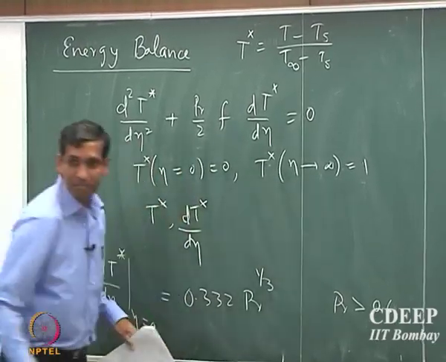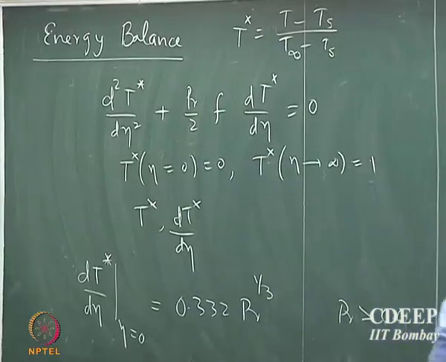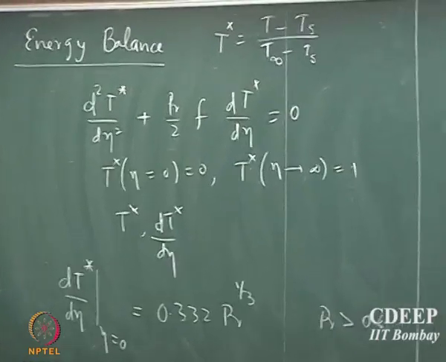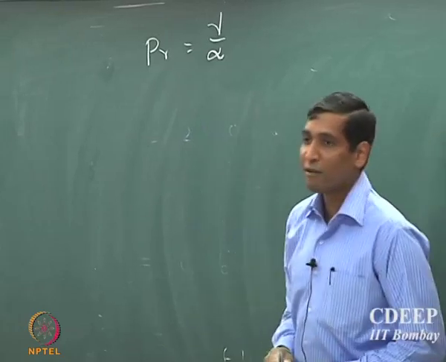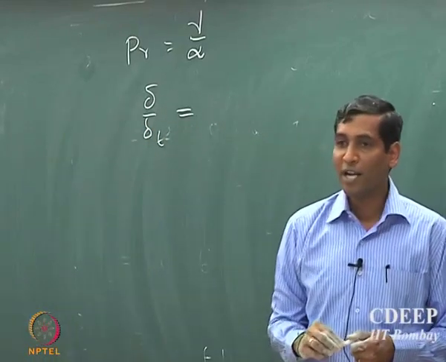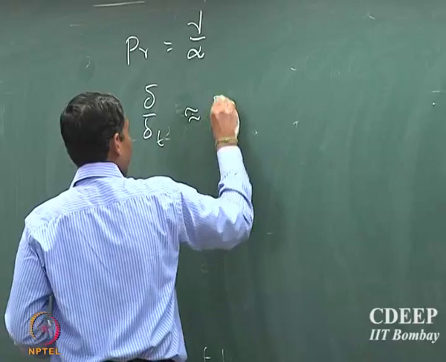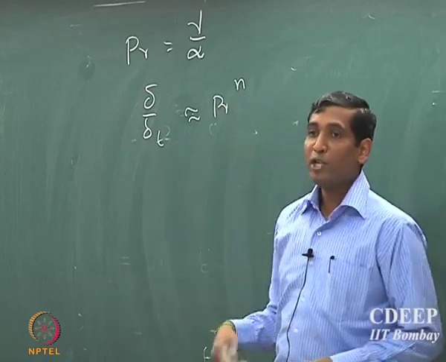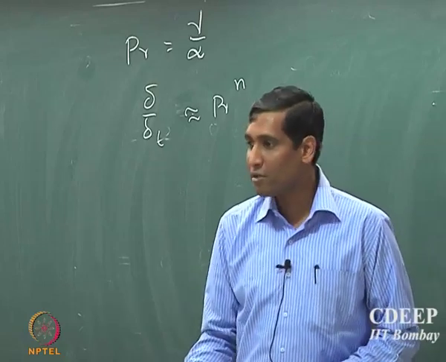What is Prandtl number? Prandtl number is nu over alpha. It's actually not very difficult to understand why that's the case. So note that we also said that delta by delta T, which is the ratio of the momentum boundary layer thickness to the thermal boundary layer thickness, scales as Prandtl number to the power of n. So the boundary layer thicknesses, the momentum and the thermal, are now going to be dependent on the properties of the fluid.